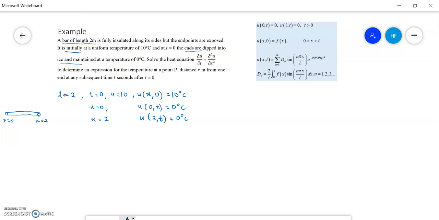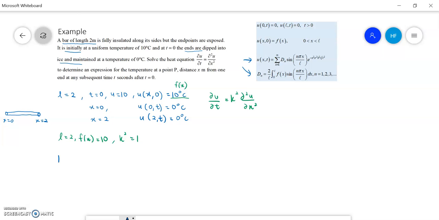Okay, now we have all these important terms, where this is f(x). So we have L equals 2, f(x) equals 10, and the last one is k squared, where given ∂u/∂t equals k squared ∂²u/∂x². So for this problem, k squared equals 1. Now we can substitute this into Tn, and then from here we can get the solution of this PDE.